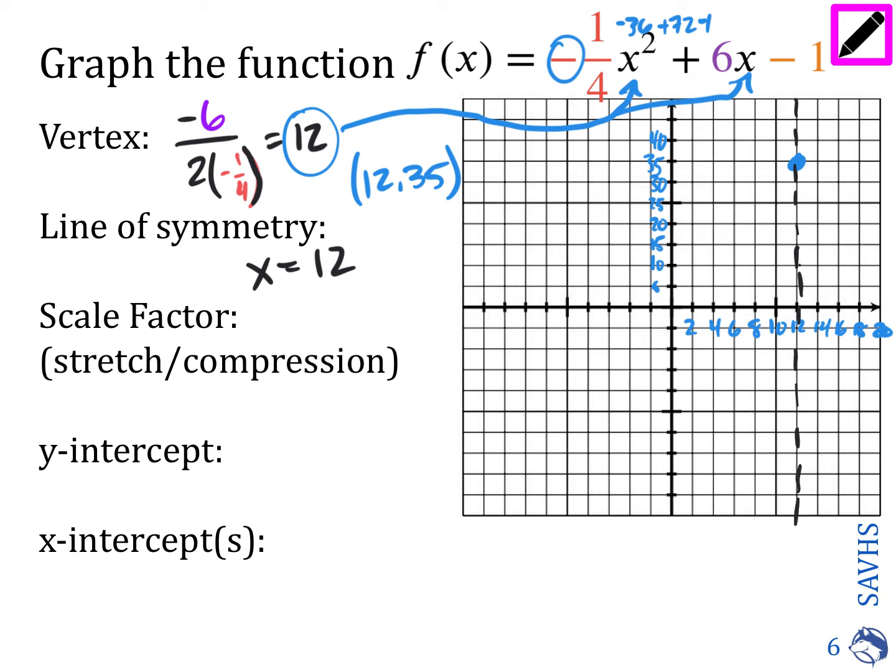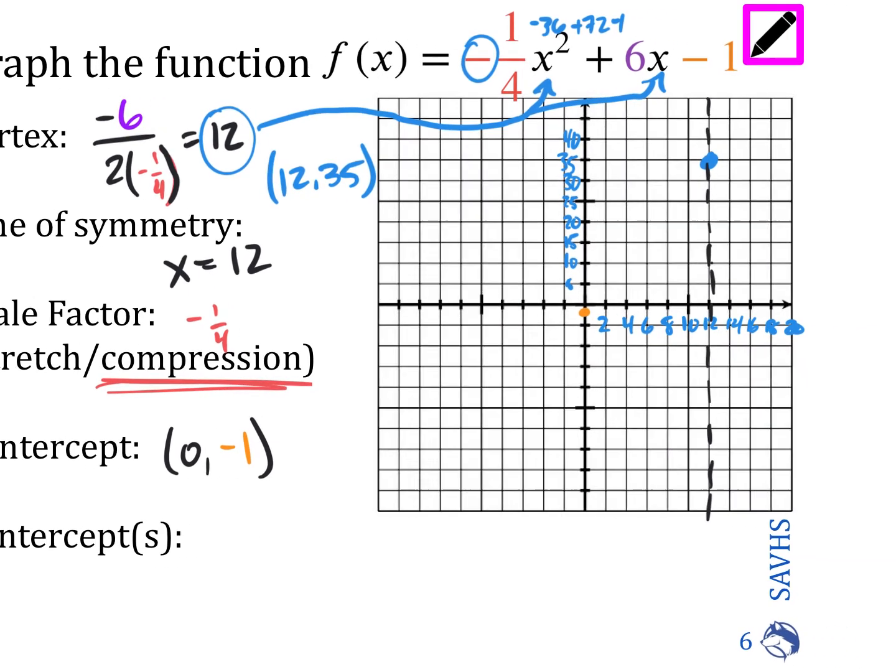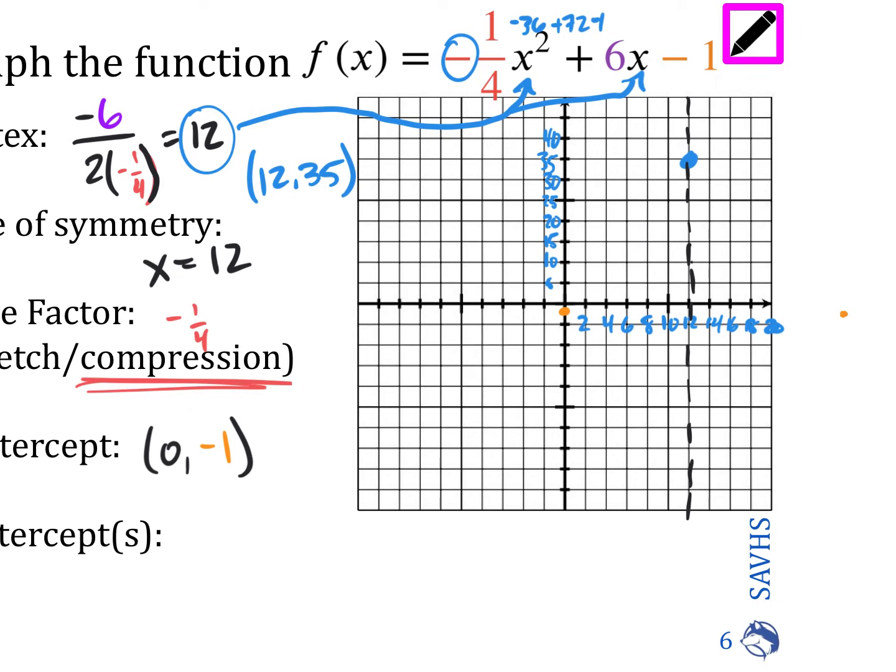Okay, the scale factor is negative 1/4, and that's a compression because 1/4 is less than 1, but it's greater than 0. So that means that this graph is going to be kind of shrunk compared to what we're used to, but also I changed the axes on my graph, so it's going to be a little bit tricky. The y-intercept is 0, c. And so I know that it's going to cross right here. I could also mirror that point over here, right? Because of the line of symmetry. So that's about as best as I can do with that.